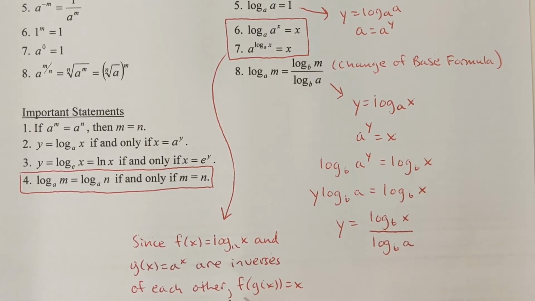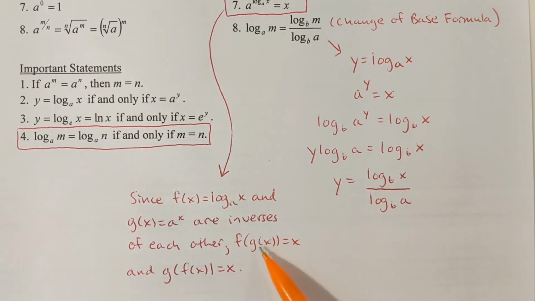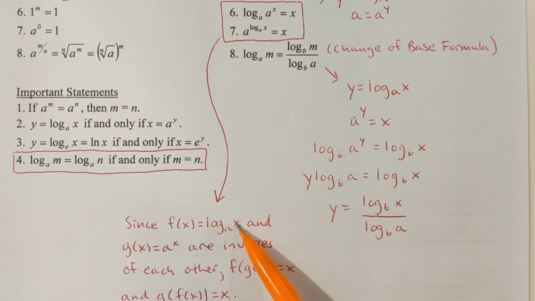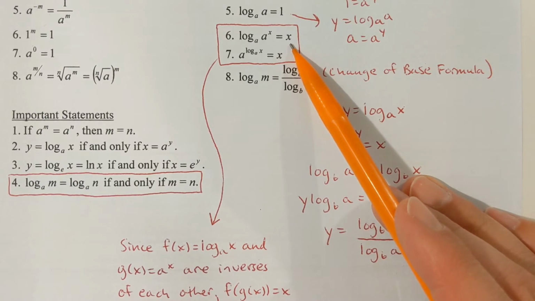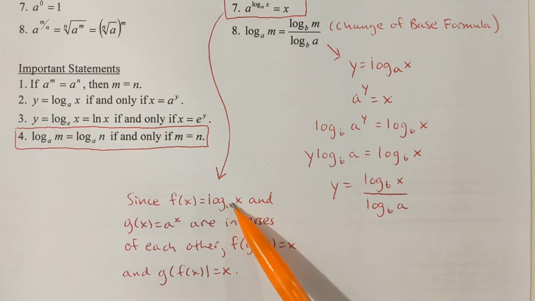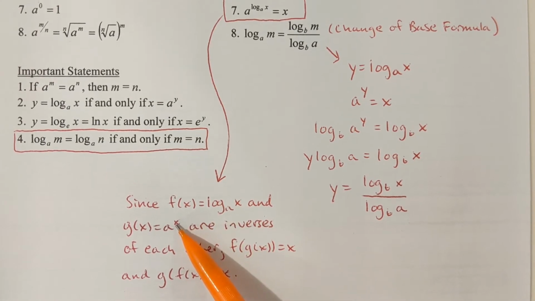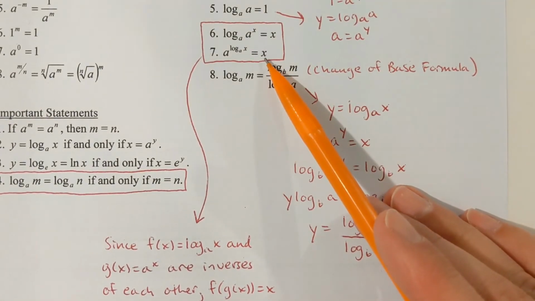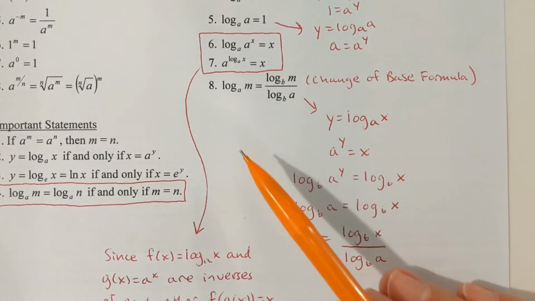remember to check if 2 functions are inverses of each other, you're going to plug each one into the other and check that you get plain old x. So if I plug a to the x in for x, I'll get x. Well, that's where law 6 is coming from. And then this other equation, if I plug this logarithm into this power here, I'm going to have a to the power log base a of x. Well, that's equal to x. And that is, again, just because these functions are inverses of each other.